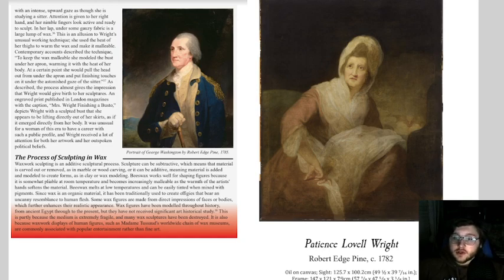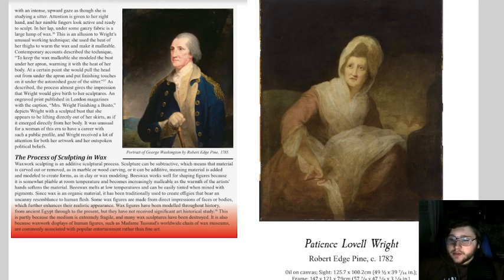The process of sculpting in wax. Waxwork sculpting is an additive sculptural process. Sculpture can be subtractive, which means that material is carved out or removed, as in marble or wood carving. Or it can be additive, meaning material is added and molded to create forms, as in clay or wax molding. Beeswax works well for shaping figures because it is somewhat pliable at room temperature and becomes increasingly malleable as the warmth of the artist's hands softens the material.